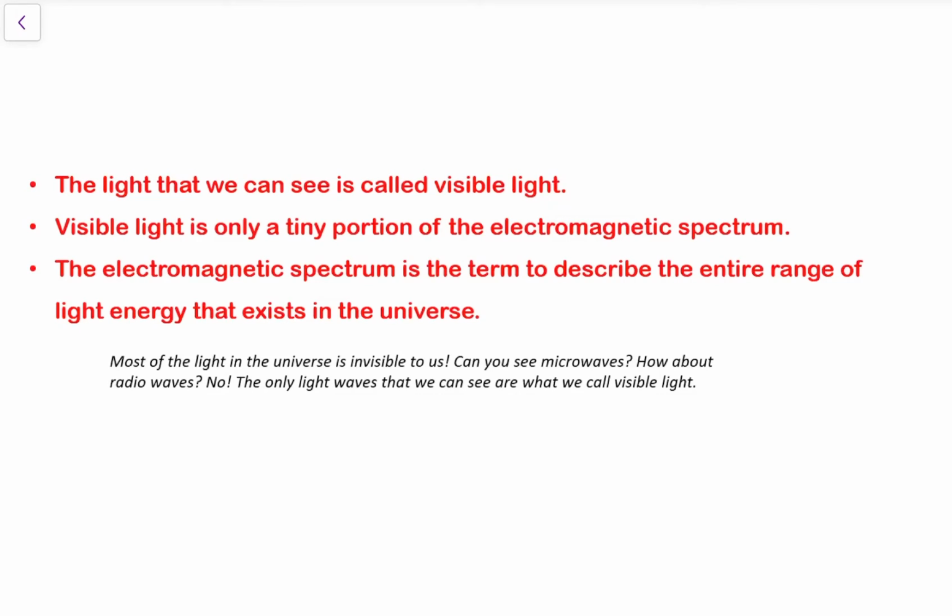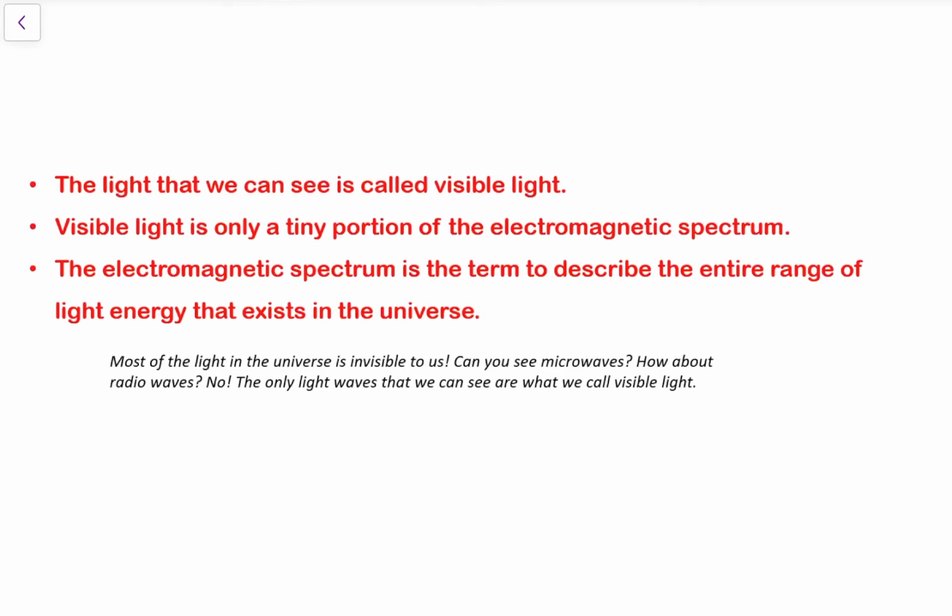The electromagnetic spectrum is the term to describe the entire range of light energy that exists in the universe. So all forms of light energy can be displayed in the electromagnetic spectrum chart. Most of the light in the universe is invisible to us.